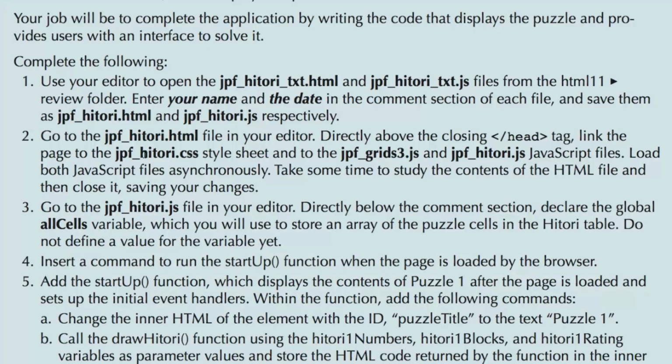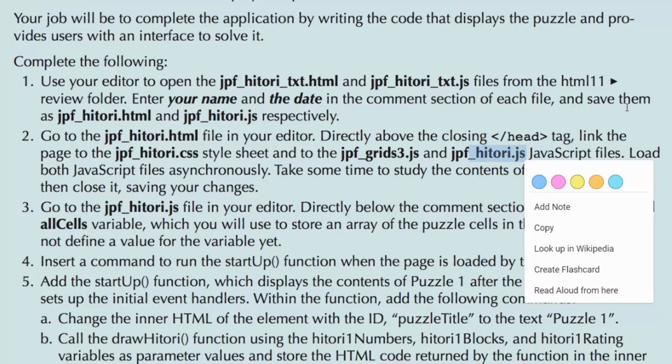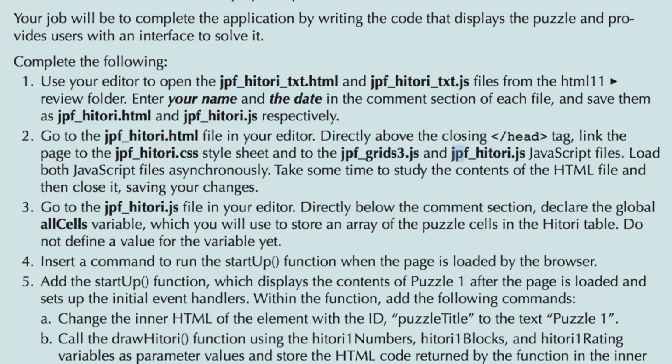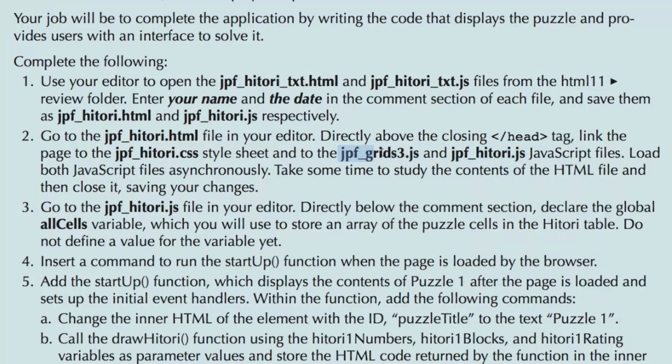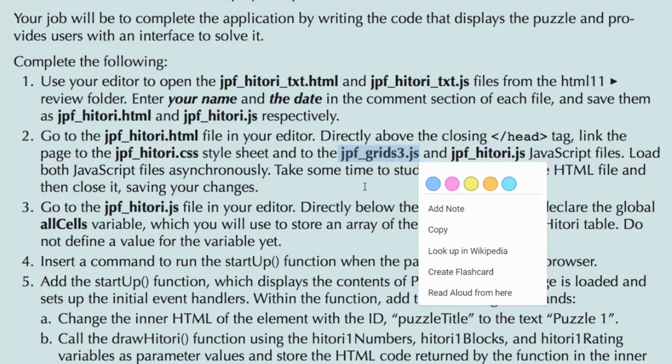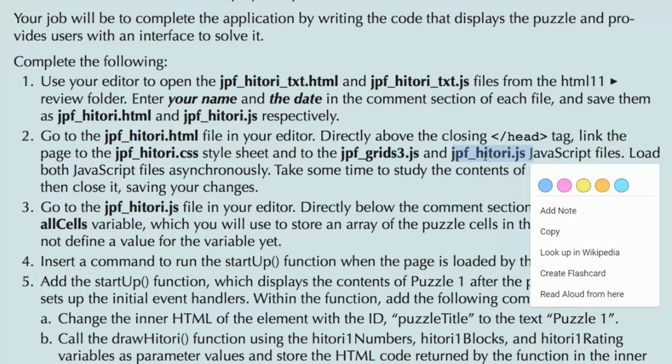So in step 2 now we need to go into the HTML file. Directly above the closing head tag, we want to link to the CSS file, the Grids 3 file, and then the JavaScript file we'll be working in, the Hattori.js file. Make sure you list the Grids 3 before the Hattori.js file, because you need all the arrays defined in the Grids 3 file to be loaded into memory before the functions that we build start looking for those arrays.